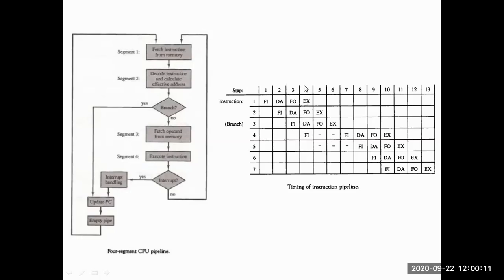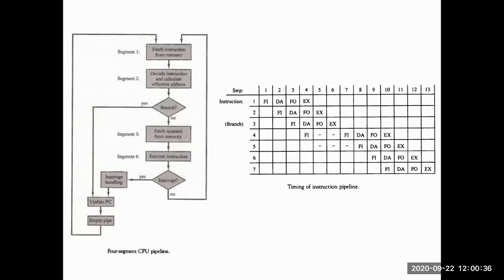So in the fourth clock cycle, you can see all 4 instructions are there in the pipe. Fourth instruction is being fetched, third is being decoded, second is doing fetch operand, and the first is doing execution. So all are there in the 4 segments. Fine. So this table can be built like this.